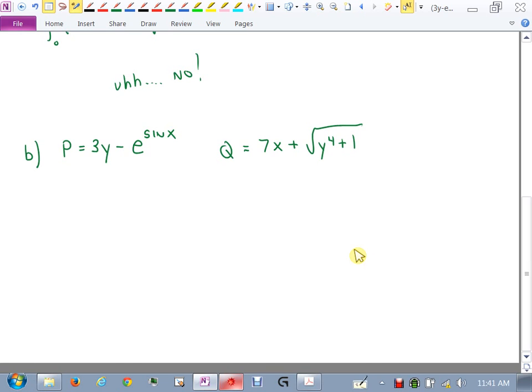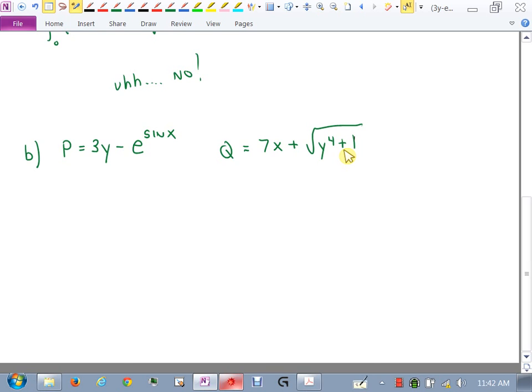Now, are these nice continuous functions on that D region? Do you ever have anything crazy happening here? Sine is always defined, and e to anything is defined. How about over here? Square root can't have a negative number, but y to the 4th plus 1 is always positive. So you have no issues to worry about. Everything is good, so we should be able to apply Green's theorem.